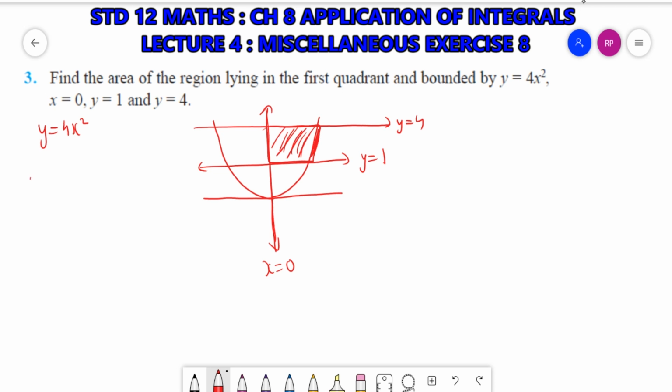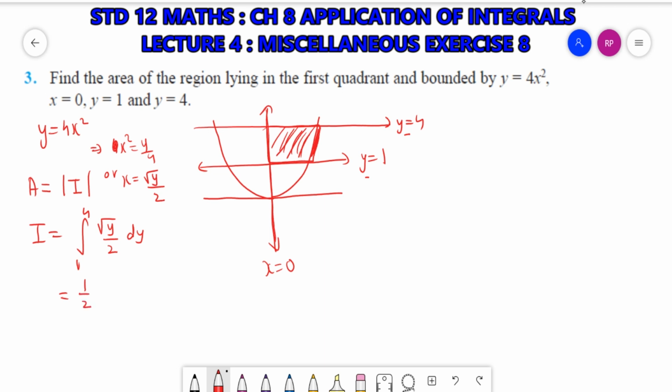So it's just simple, A will be equal to modulus of I, where I is equal to integral from 1 to 4. Now say I'm taking the y coordinate. So y equal to 4x square implies x square equal to y by 4, or x equal to square root of y by 2. So this will be root y by 2 dy.